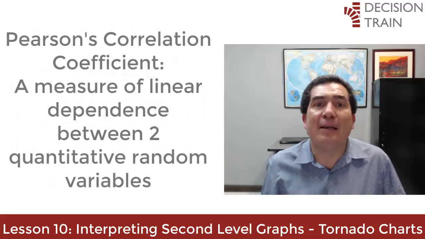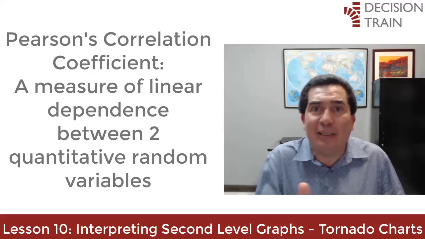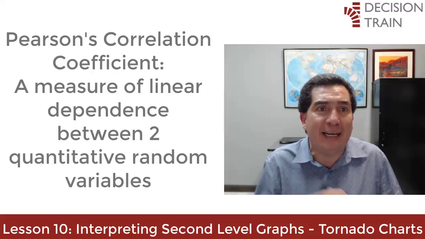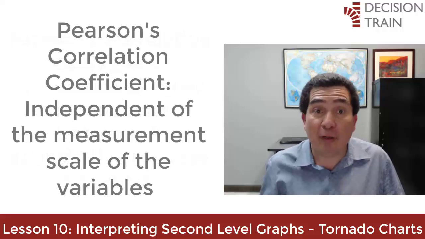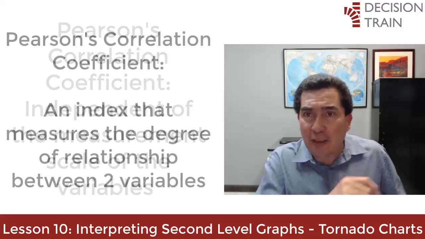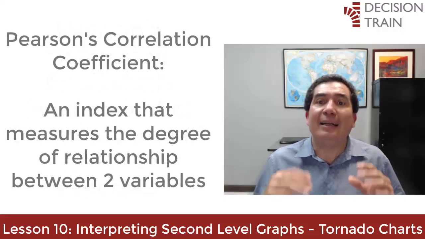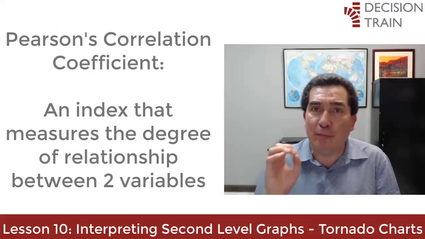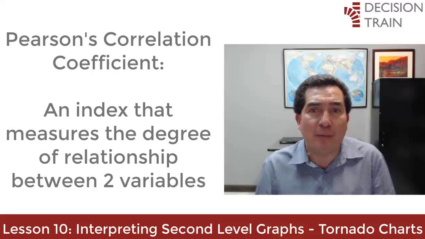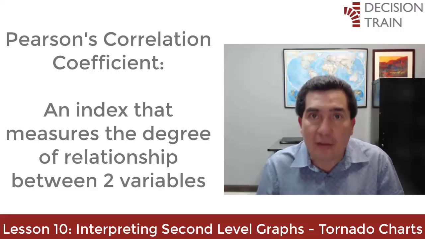In statistics, Pearson's correlation coefficient is a measure of linear dependence between two quantitative random variables. Pearson's correlation is independent of the measurement scale of the variables. In a less formal way, we can define Pearson's correlation coefficient as an index that can be used to measure the degree of relationship of two variables as long as they are both quantitative and continuous.